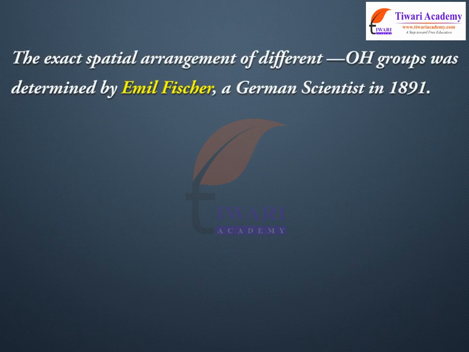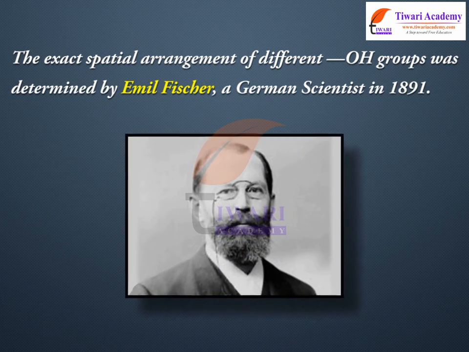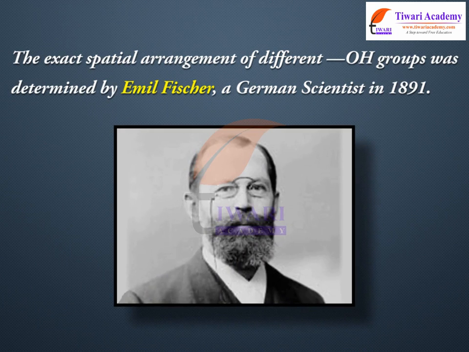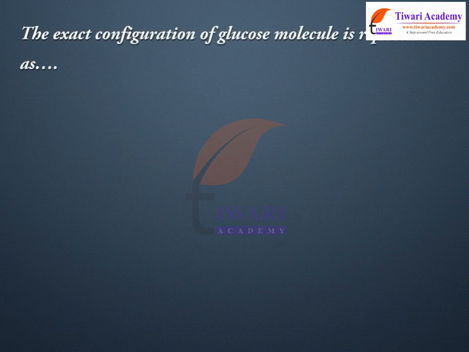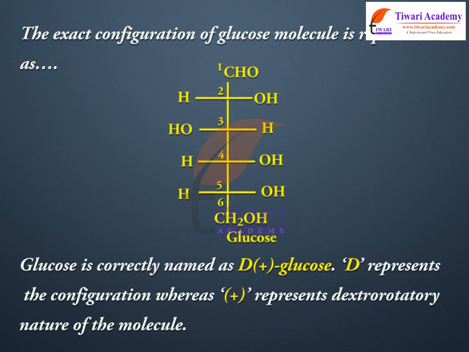The exact spatial arrangement of the different OH groups was determined by Emil Fischer, a German scientist, in 1891. The exact configuration of the glucose molecule is represented as: Glucose is correctly named as D-(+)-glucose. D represents the configuration, whereas plus represents the dextrorotatory nature of the molecule.